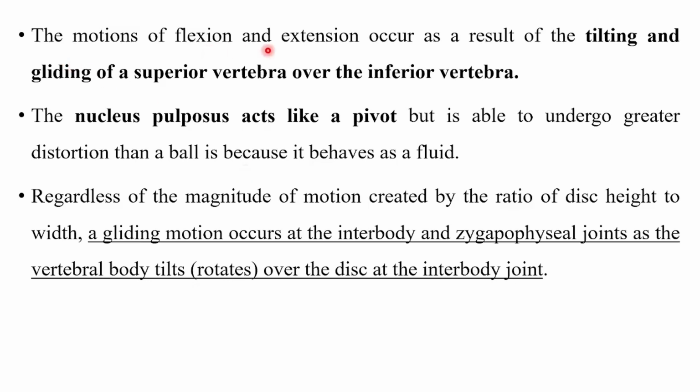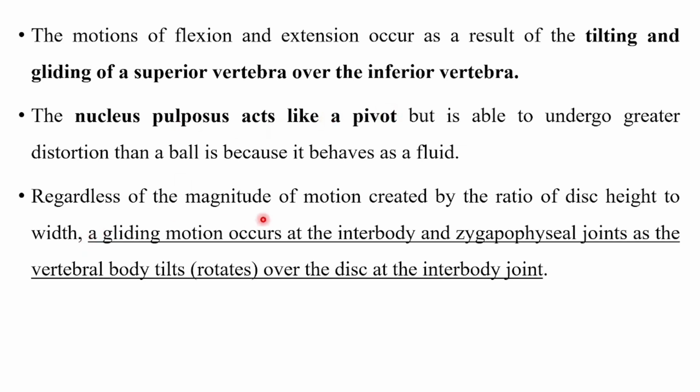The motions of flexion and extension occur as a result of tilting and gliding of the superior vertebra over the inferior vertebra. The nucleus pulposus acts like a pivot, but is able to undergo greater distortion than a ball because it behaves as a fluid. Because of the presence of glycosaminoglycans and proteoglycans, it is almost watery in structure, and because of this fluid nature, the distortion is greater in the nucleus pulposus. Because of that, it acts like a pivot.